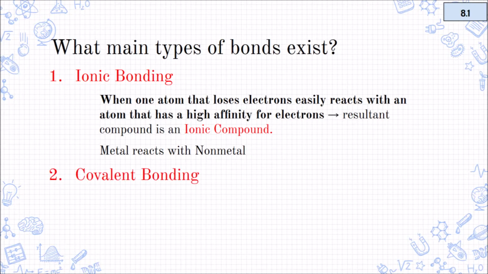Then there is covalent bonding. Instead of losing or gaining electrons, the atoms are more communist. They share the electrons equally between the two nuclei. This is nonpolar covalent bonding. The atoms are very communist, the electron sharing is equal.